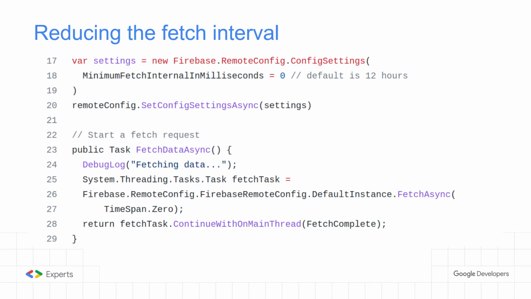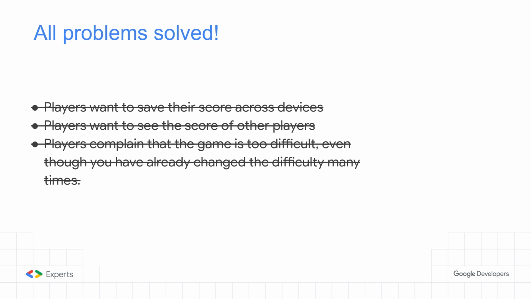All players' devices will fetch the new configuration within 12 hours, as that's the default behavior. But if you need to reduce this fetch interval for any reason, you can actually do it by using the code shown here. Setting the minimum fetch interval to 0 will allow you to get updates instantly, and it's actually a perfect way to debug your remote config setup, but I don't recommend using this in production. And with that, we have just solved our final problem.